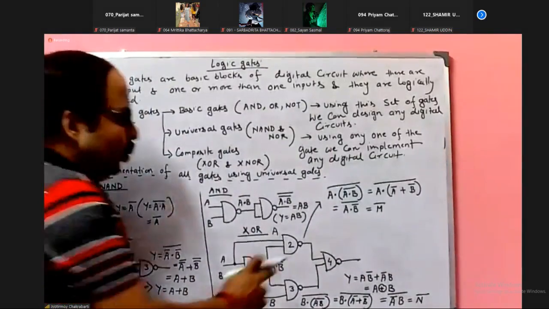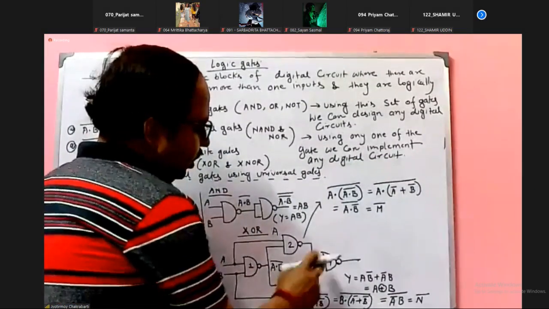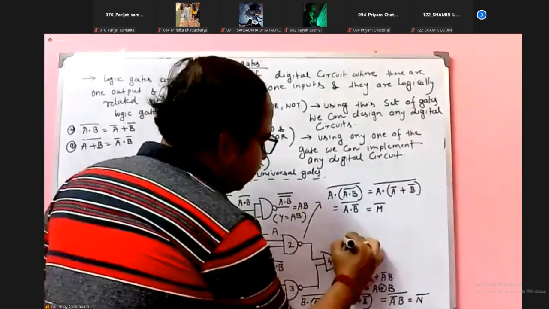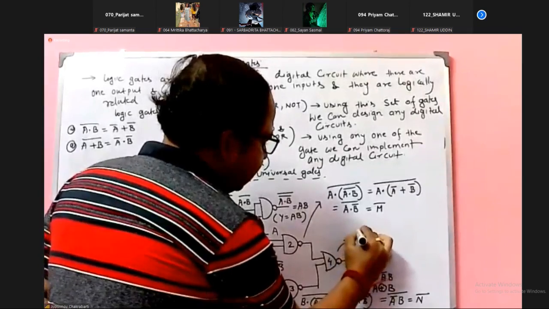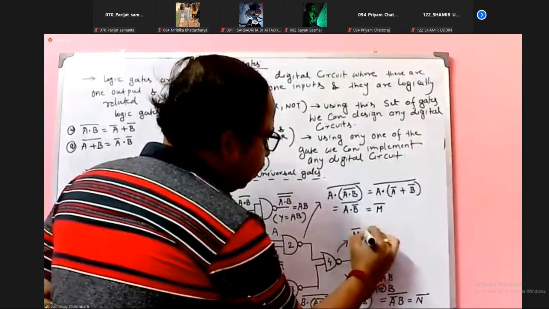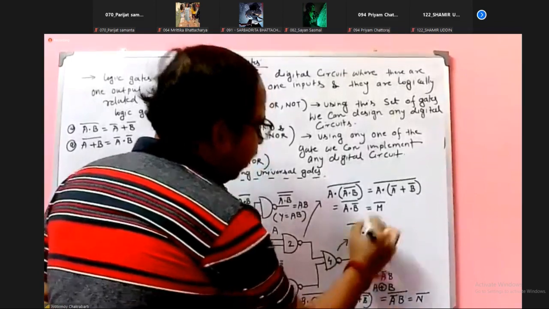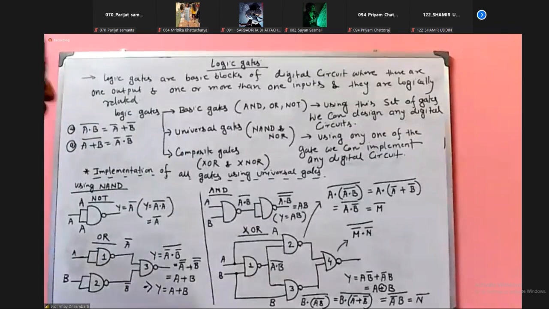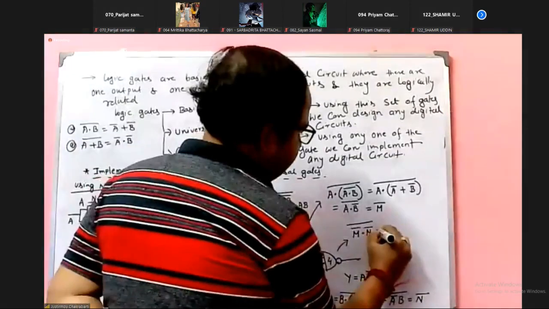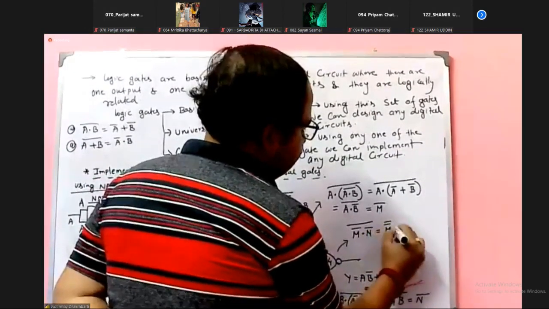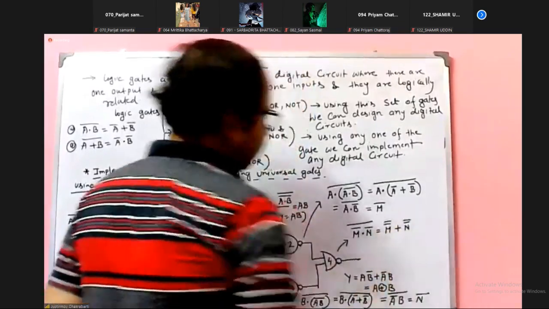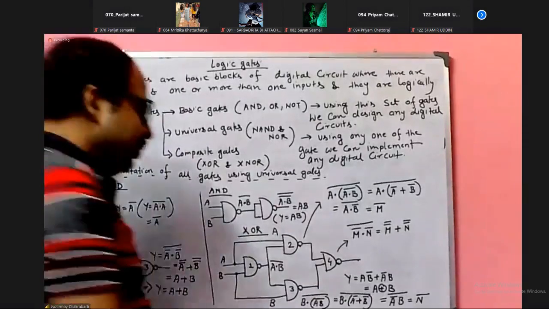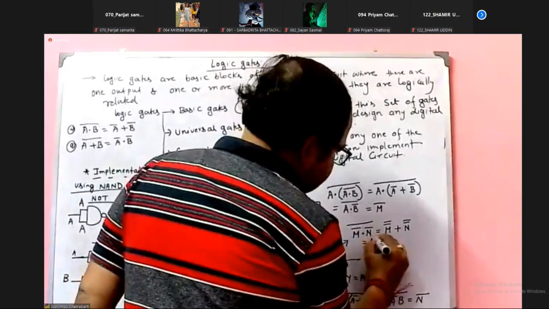So what is the input of gate 4? m bar আর একটা হচ্ছে n bar. So what is the output of gate 4? It is m bar dot n bar whole bar. ঠিক আছে, m bar dot n bar whole bar. That means m double bar plus n double bar. That means m plus n.